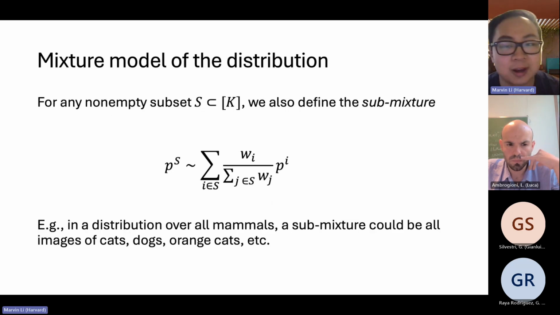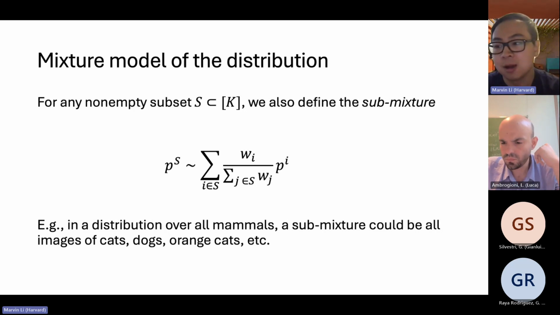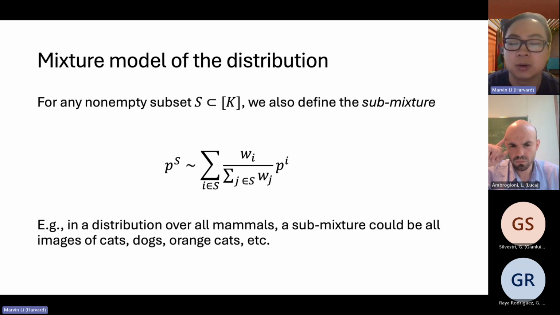It's also going to be useful to define a submixture. For example, let's say we have a model that generates pictures of CIFAR10 or mammals. A submixture could be the distribution of cats, and the submixture of cats is itself a mixture. You can have orange cats, brown cats, black cats, etc. To deal with the normalizing weights, we define it to be a normalized version of this. We use P superscript S to denote this distribution.